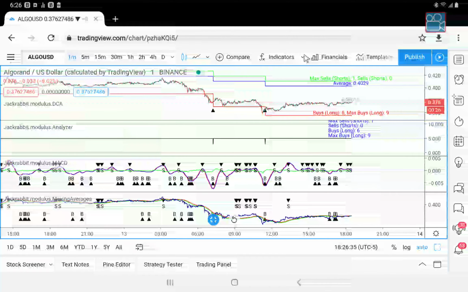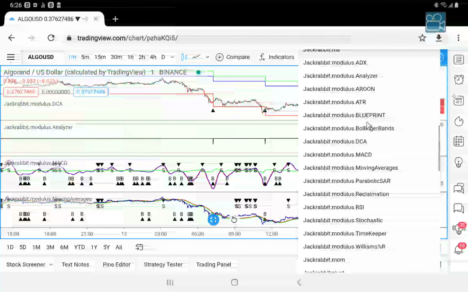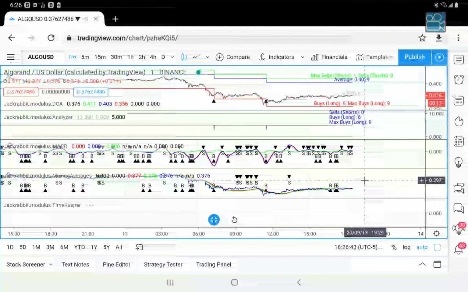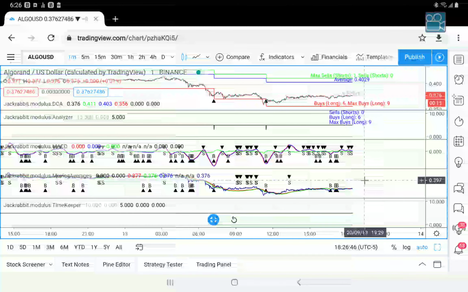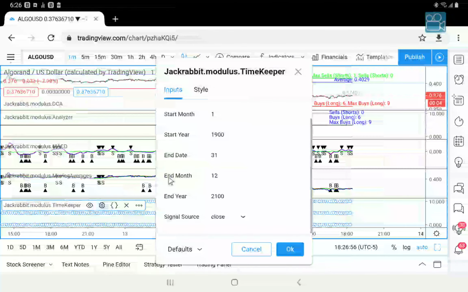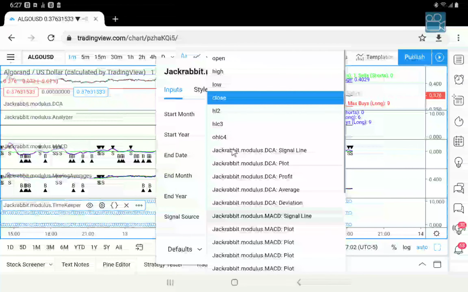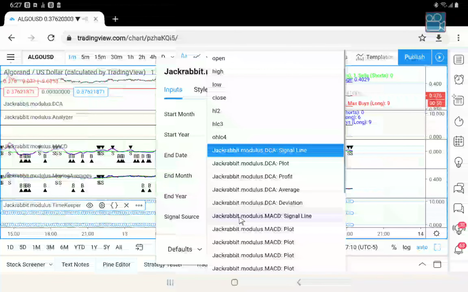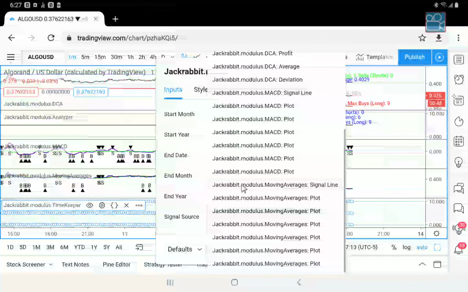So let us go through and find the Timwe Keeper, load it up. Now the Timwe Keeper by itself is a very unique module. It doesn't do much by itself. It's actually not that very bright, except it blocks signals. So we're going to attach it to the DCA module. We're going to attach it to the moving averages module.